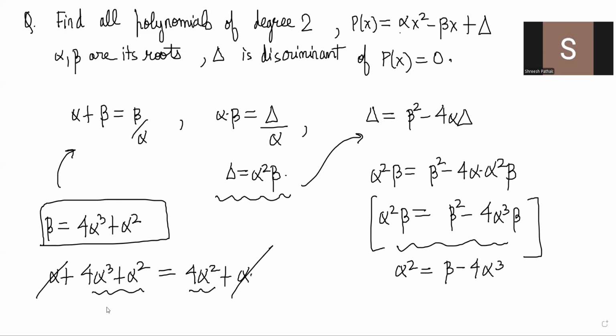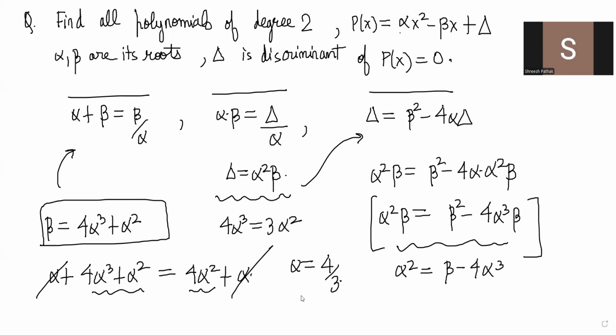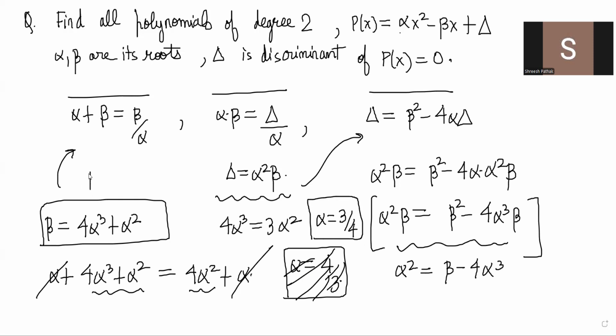It's over. 3 alpha square. There are three equations and you have to solve. Alpha is coming out to be 3 by 4. So beta can also be calculated. Beta will come out to be 9 by 4. And delta will come out to be 81 by 64.